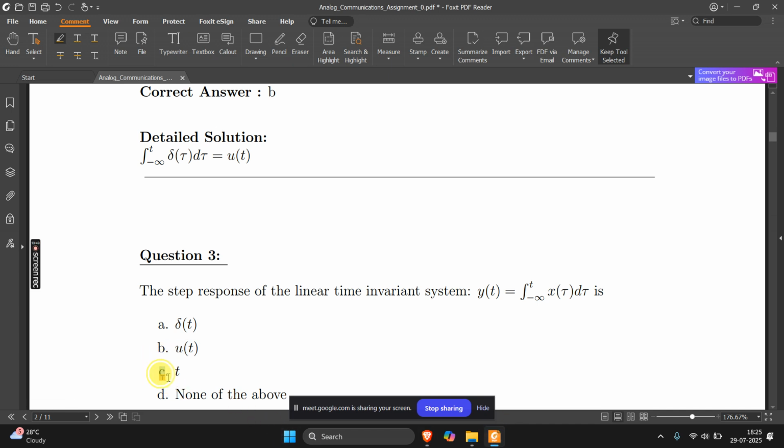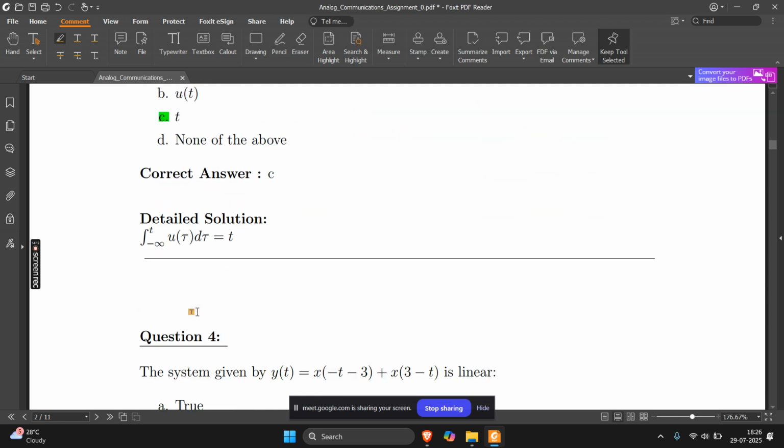So here I think I am not giving any further explanation. Here you put x of t as u of tau, and u of tau exists only from 0 to t. It will not exist from minus infinity to 0. So 0 to t it will exist. You modify the limit to 0 to t. So the integral from 0 to t of u of tau d tau is t.